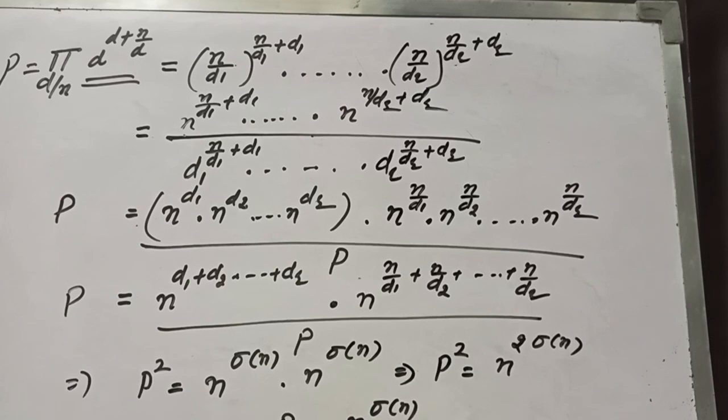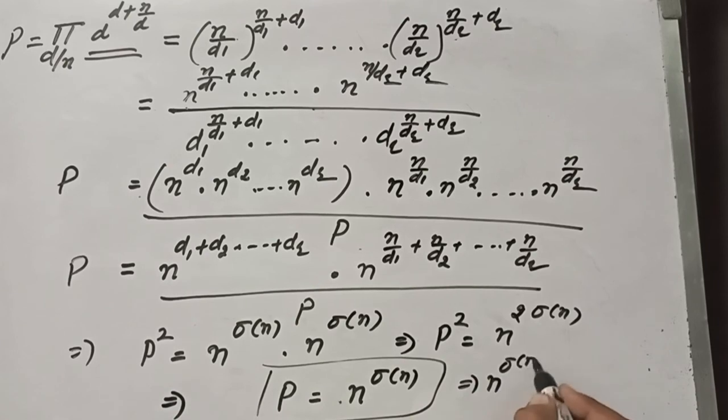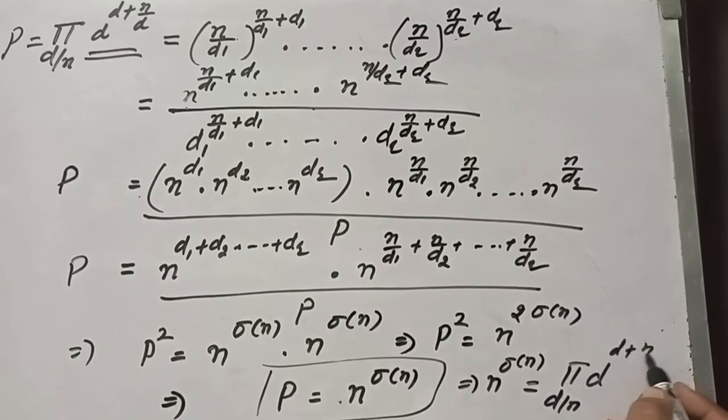And what is sigma n? Sigma n is the sum of all positive divisors. So this is our net expression. You can rewrite this as the product over d dividing n of d plus n by d raised to power, put the value of p here, equal to n raised to power sigma n. What is p? The product over d dividing n of d raised to power d plus n by d.